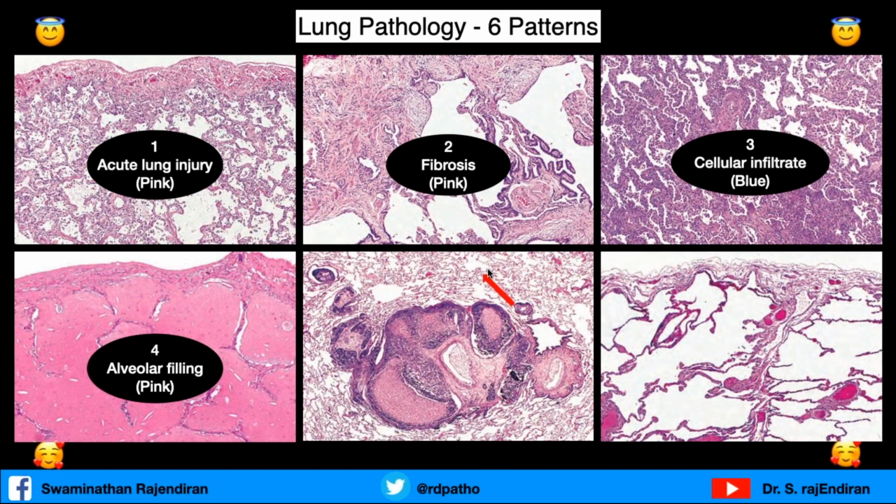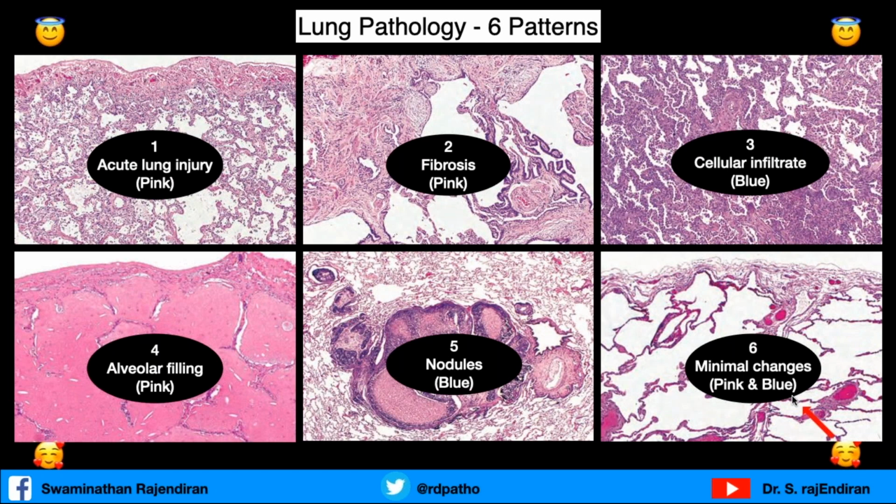Okay, the background lung looks normal, but this one looks like a nodule, so this is known as pattern 5 or nodular pattern. And here it almost looks like normal, so it is known as normal pattern, pattern 6. So this is the pattern-based approach in pathology.